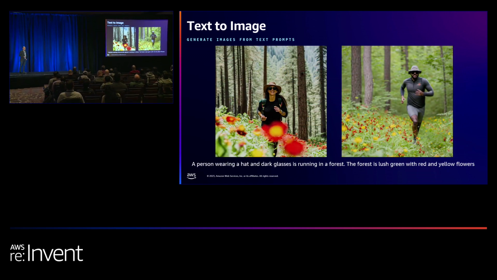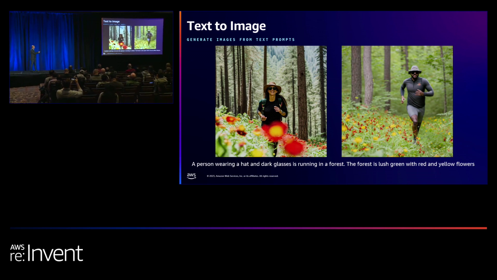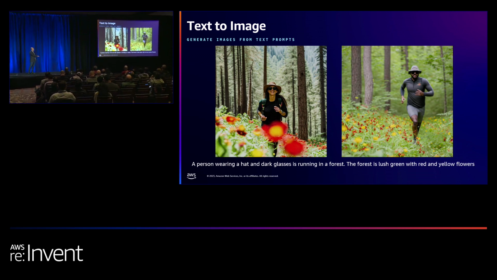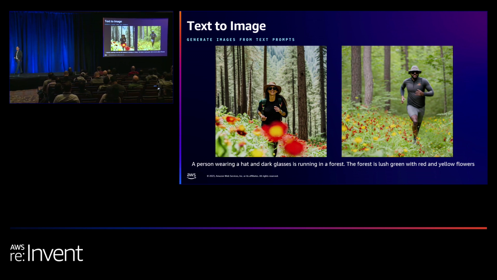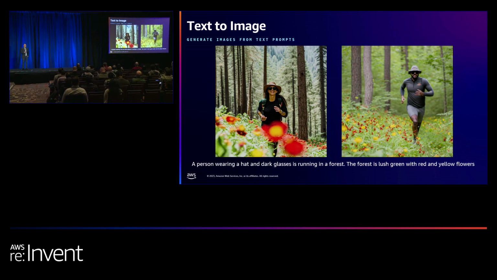This one is again one of my favorites, which not only shows the complexity of the prompt, a person wearing a hat and dark glasses, running in a forest, and then the properties of the forest itself, which is lush green with red and yellow flowers, right? Another thing to point out here is the diversity. As I said before, responsible AI is very important for us. And we ensure that gender, skin tone, all of that is reflected as it is in the real world.